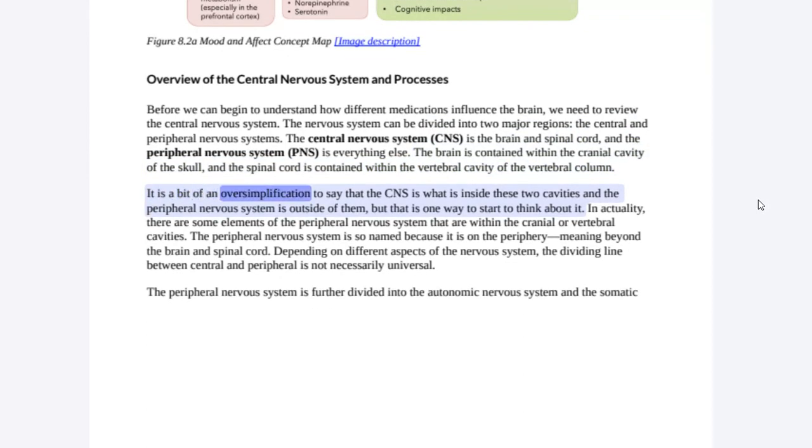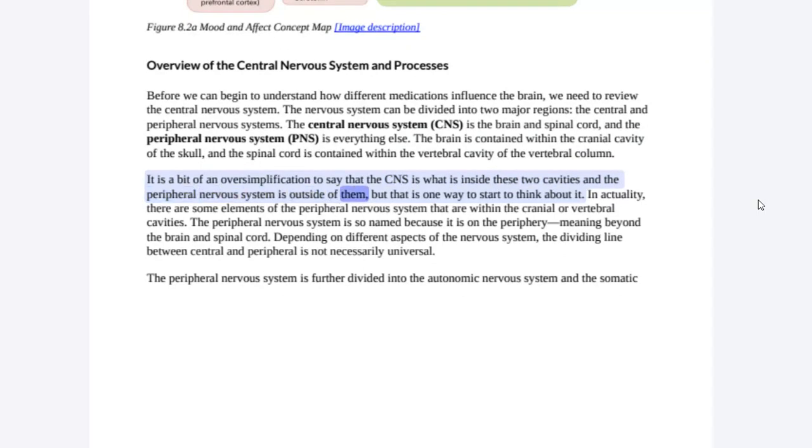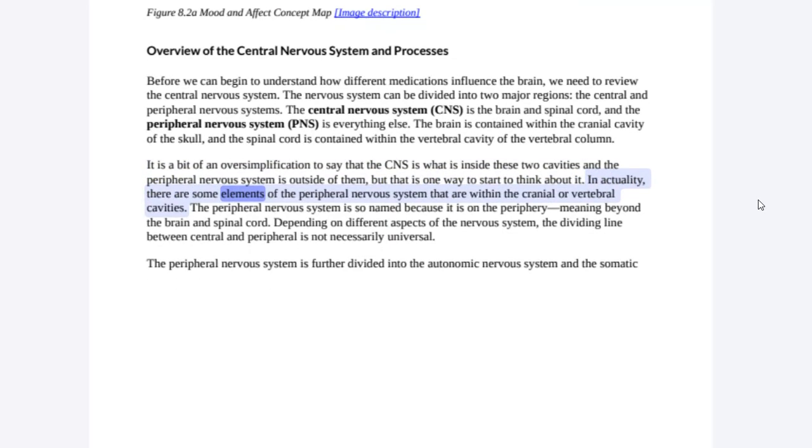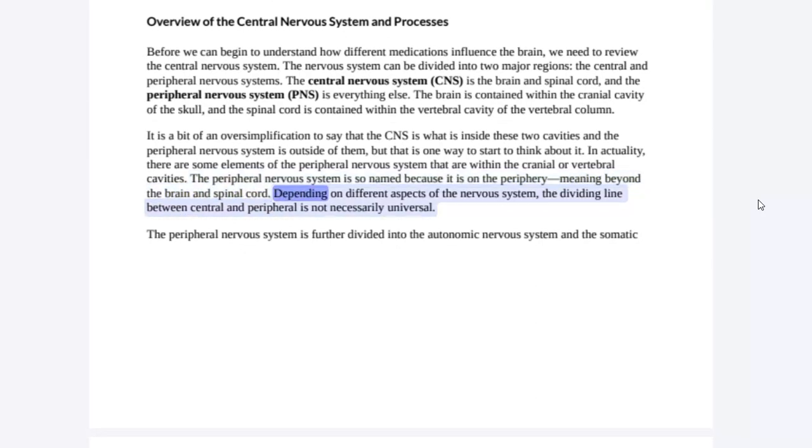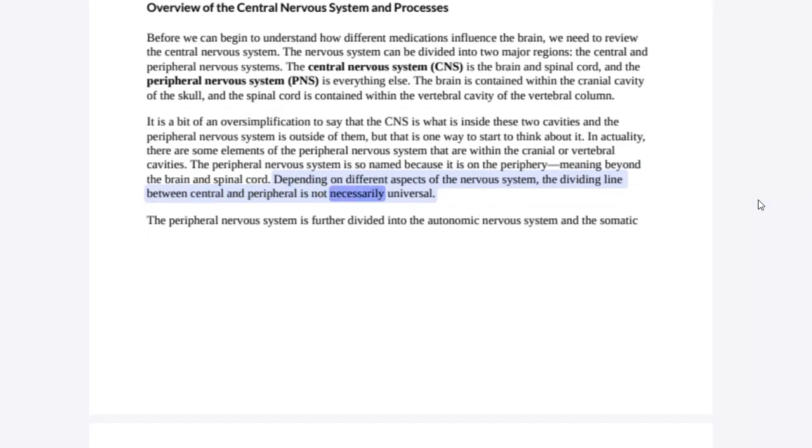It is a bit of an oversimplification to say that the CNS is what is inside these two cavities, and the peripheral nervous system is outside of them. But that is one way to start to think about it. In actuality, there are some elements of the peripheral nervous system that are within the cranial or vertebral cavities. The peripheral nervous system is so named because it is on the periphery, meaning beyond the brain and spinal cord. Depending on different aspects of the nervous system, the dividing line between central and peripheral is not necessarily universal.